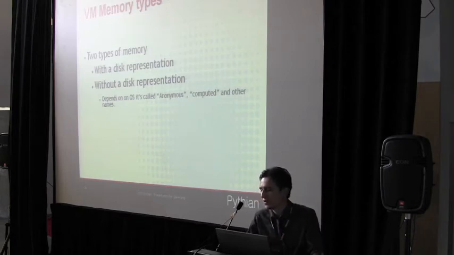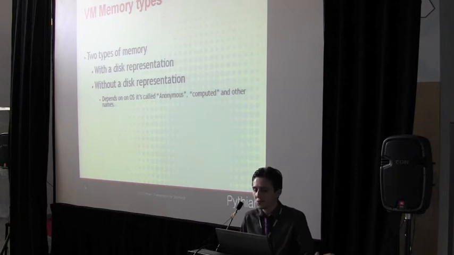So from this, we define two types of memories that are very important to understand: with a disk representation and without a disk representation. On some OSs, this is called anonymous or computed memory for the ones without a disk representation. On Linux, it's called anonymous.